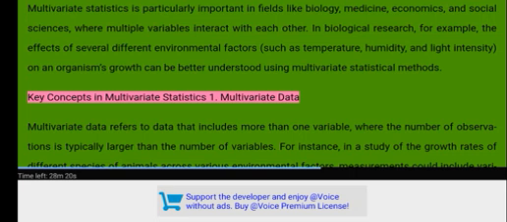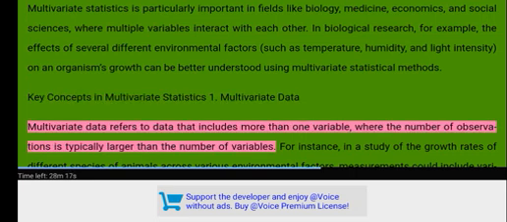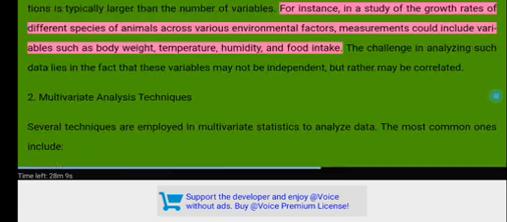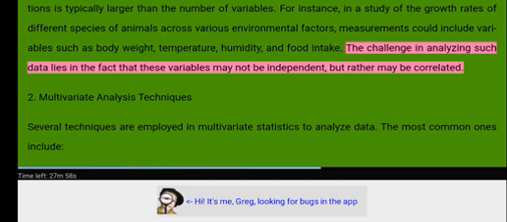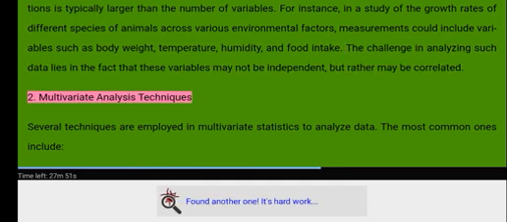1. Multivariate data. Multivariate data refers to data that includes more than one variable, where the number of observations is typically larger than the number of variables. For instance, in a study of the growth rates of different species of animals across various environmental factors, measurements could include variables such as body weight, temperature, humidity, and food intake. The challenge in analyzing such data lies in the fact that these variables may not be independent, but rather may be correlated.